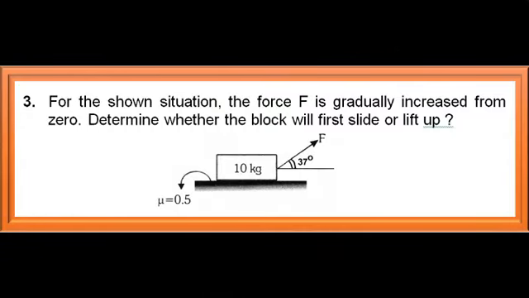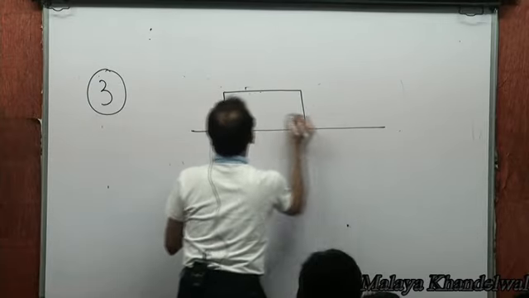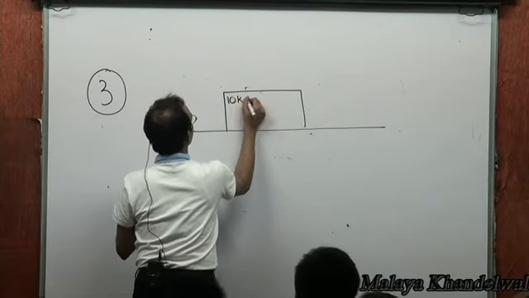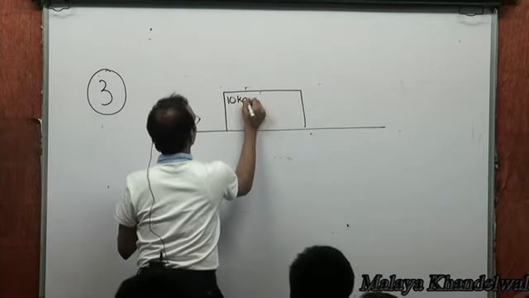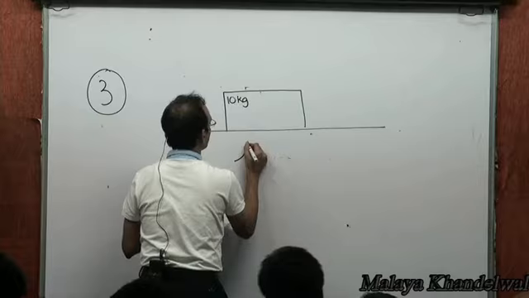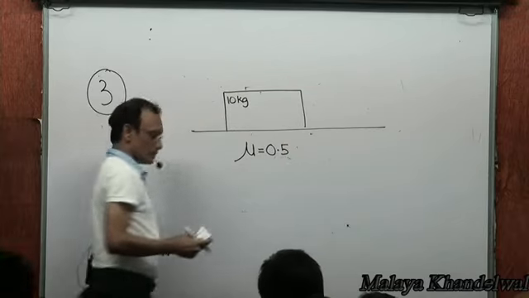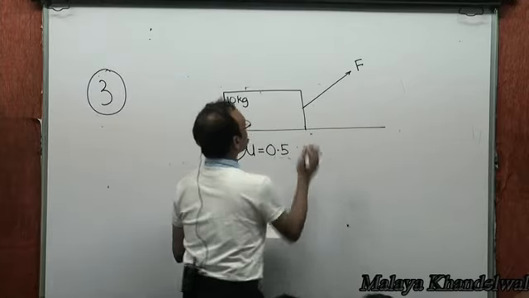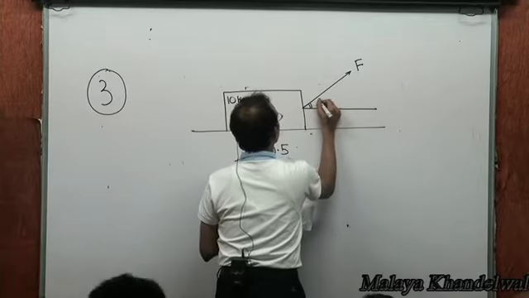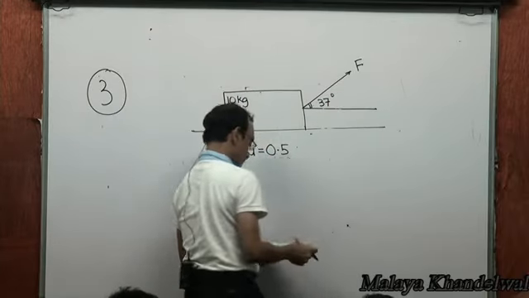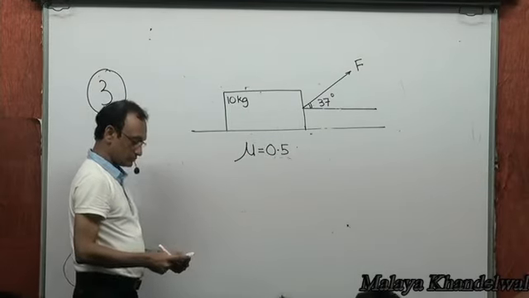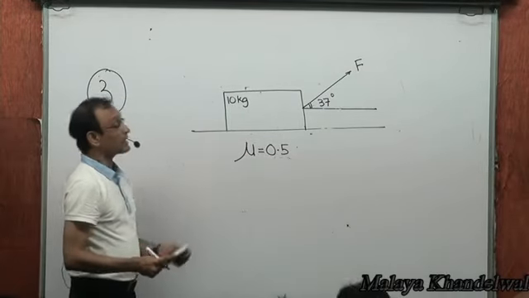There is a 10 kg block here. The coefficient of friction between the 10 kg block and the ground is given to be 0.5. Capital F acting at an angle 37 degrees. Capital F is gradually increased.